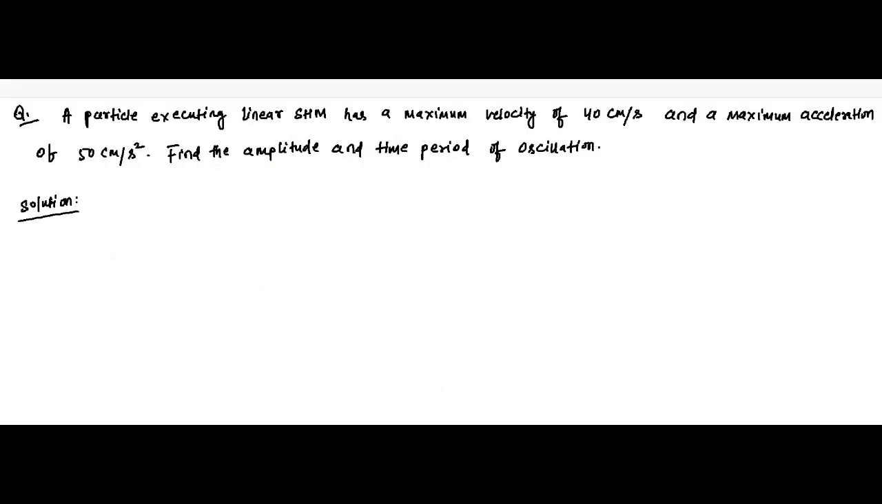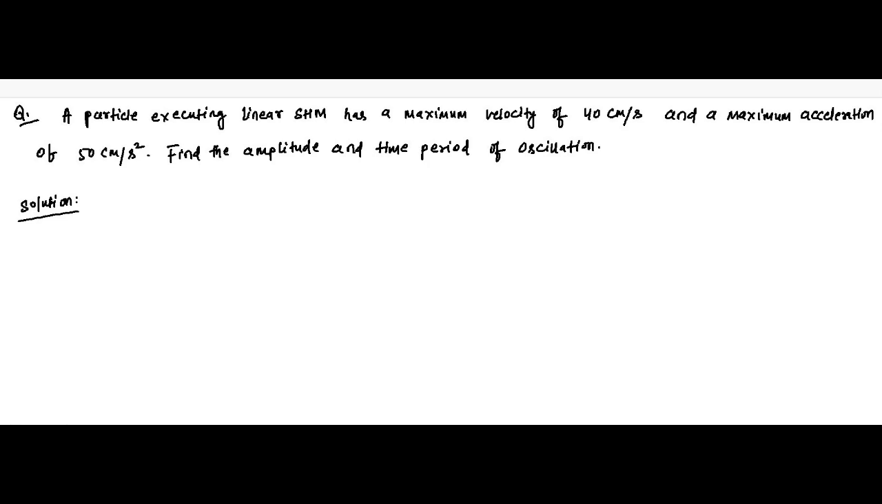So here is another question on simple harmonic motion. It is given that a particle executing linear simple harmonic motion has a maximum velocity of 40 cm per second and a maximum acceleration of 50 cm per second square. Find the amplitude and time period of oscillation.